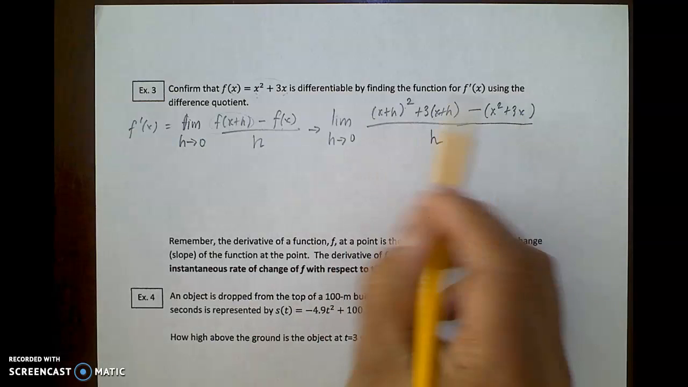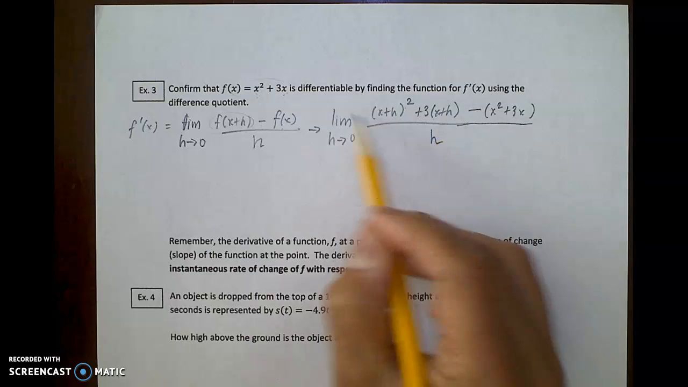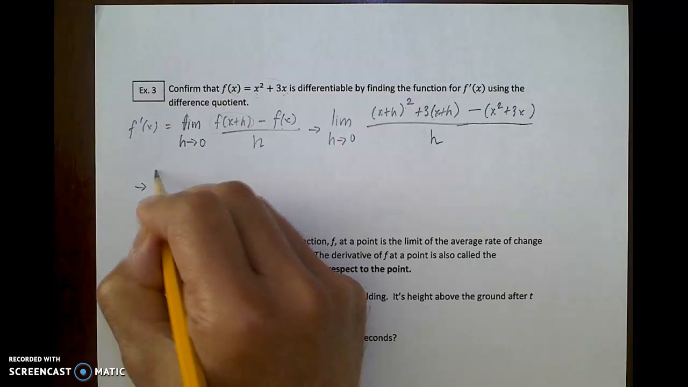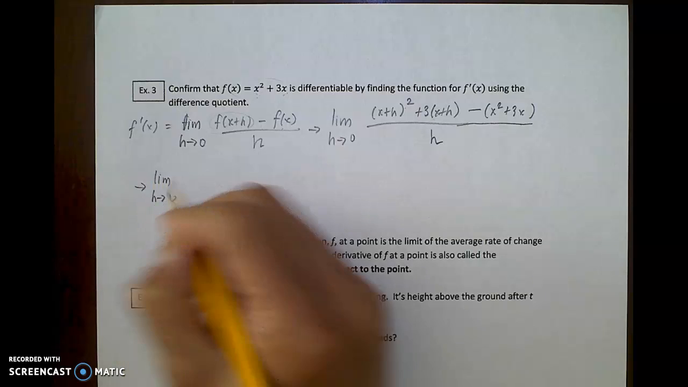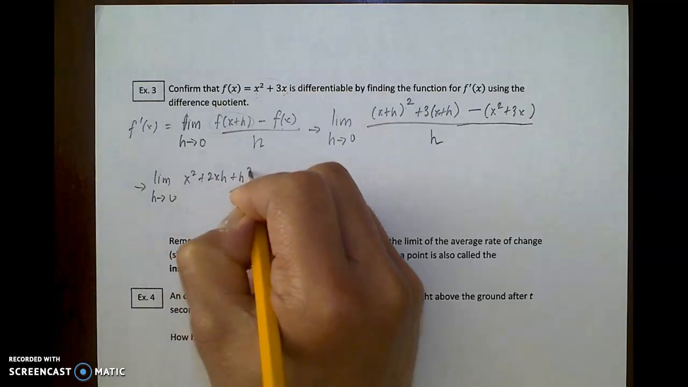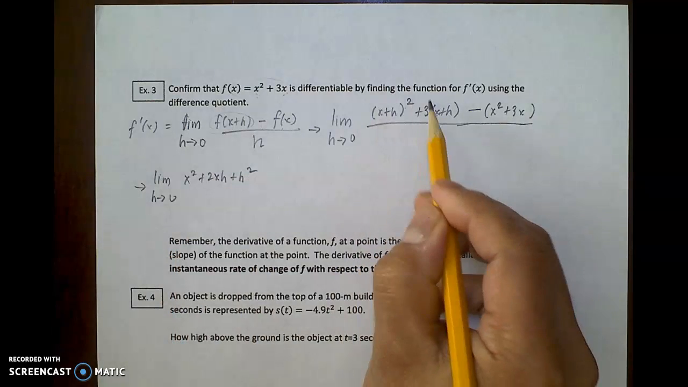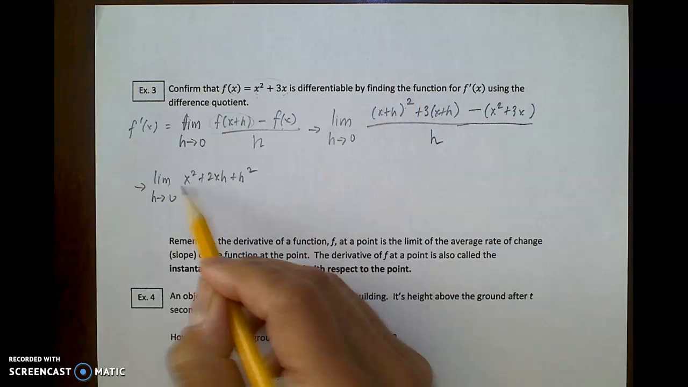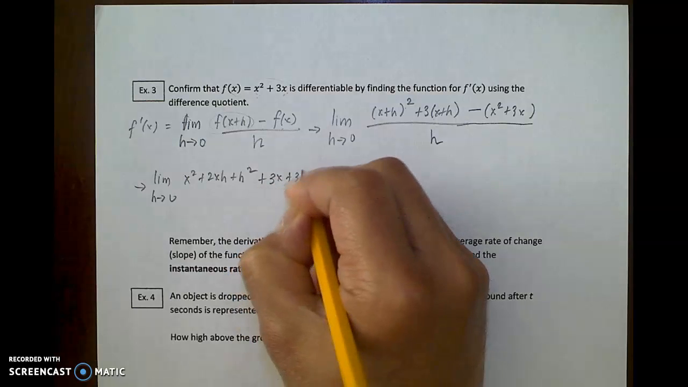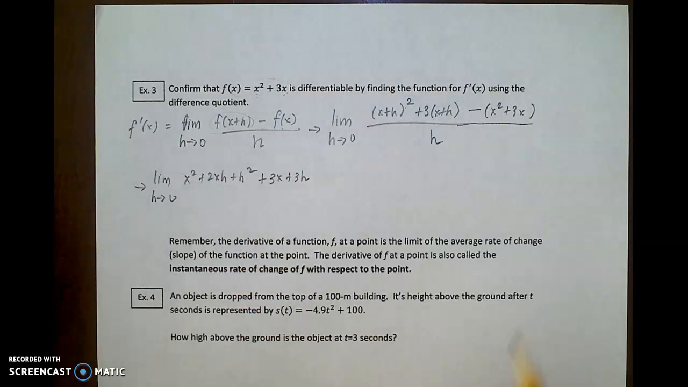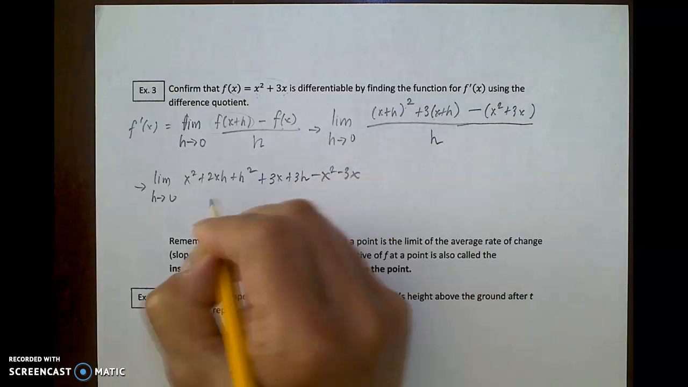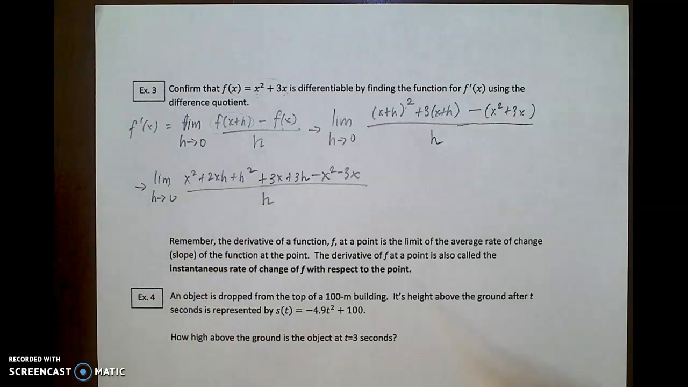Alright, so we got some simplifying to do here in the numerator. x squared plus 2xh plus h squared, and that's squaring x plus h. Distribute the 3. Here we distribute the negative, and all over h.